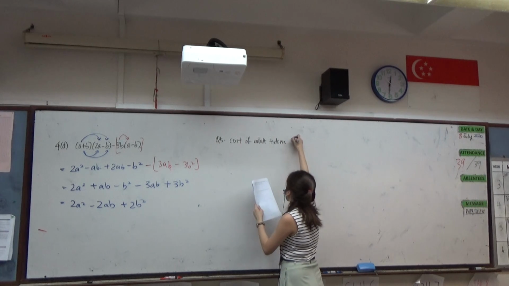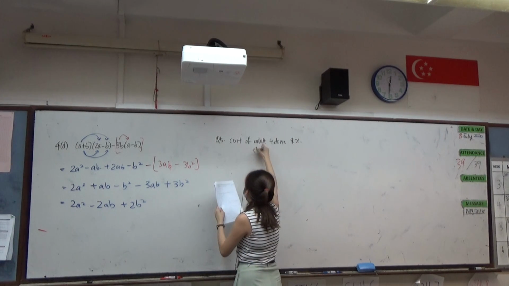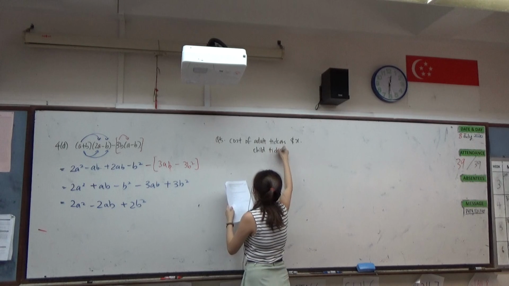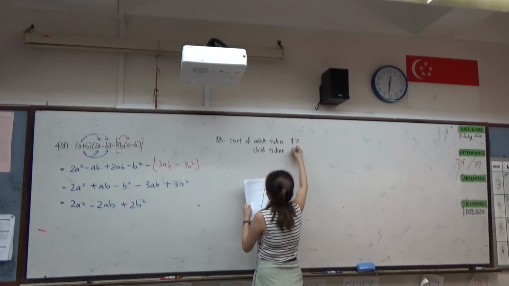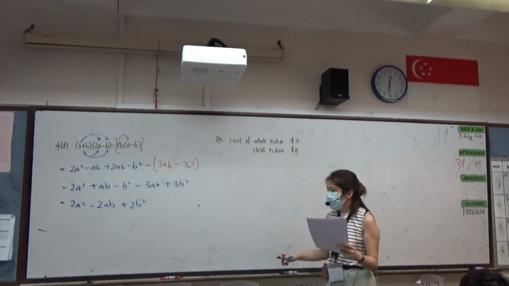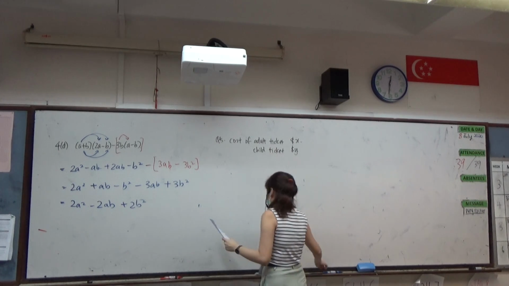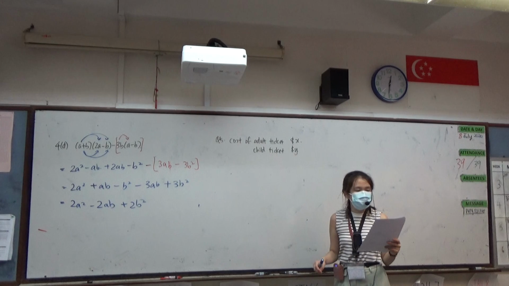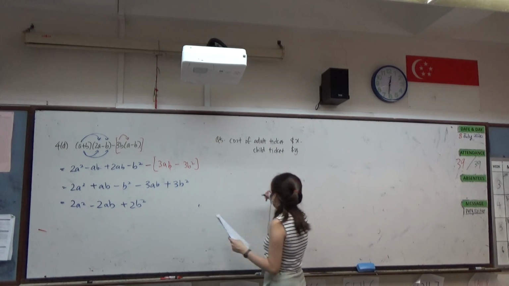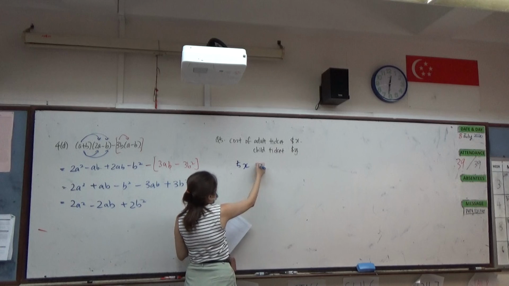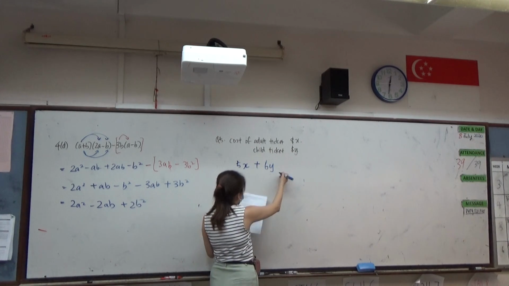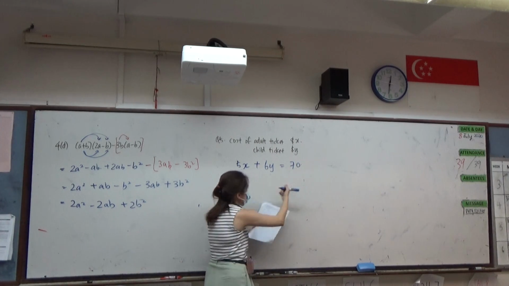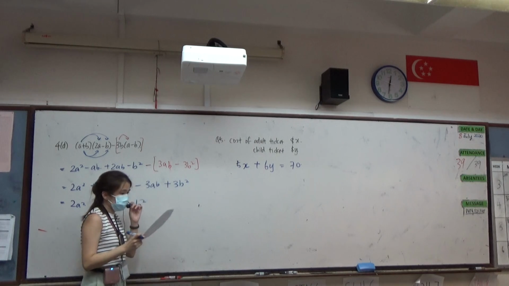So question says that the cost of adult ticket is actually X dollars and child ticket is actually Y dollars. Right? So from the very first sentence that says that there are 5 adults and 6 children, then their total cost for the tickets is 70. So 5 times of adult plus 6 times of children, you will get 70. So this is one equation that you can get.